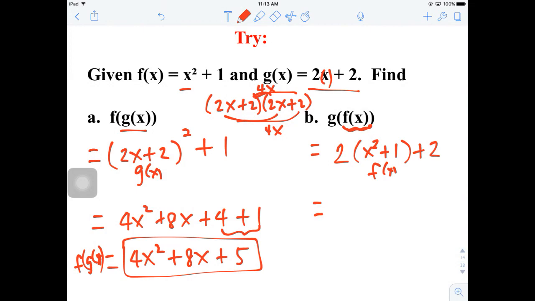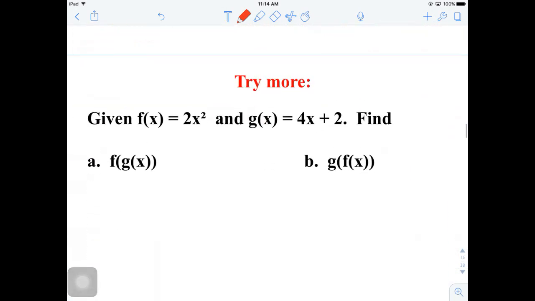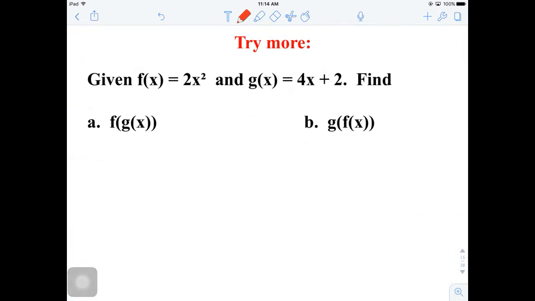This one, I'm going to just distribute the 2 through. So we got 2 times x squared plus 2 times 1, which gives 2x squared plus 2. And that is what g of f of x equals. So we've had a couple of examples dealing with composition functions. And next, we're going to give you a chance to try some more on your own. So here's two more problems.